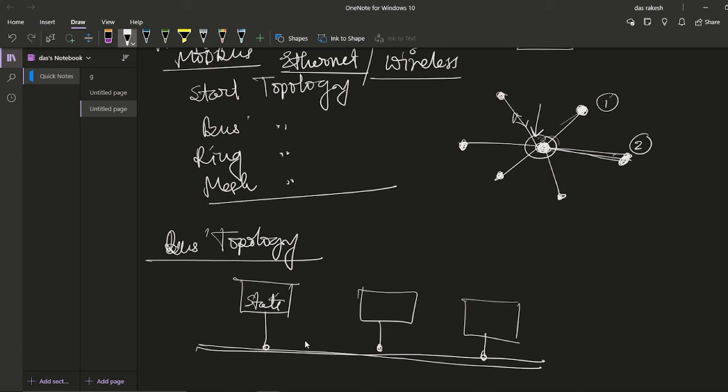So in a bus topology, one long cable acts as a backbone to link all the computers or devices in the network. Nodes are connected to the bus cable by drop lines and taps. This is basically known as the tap, and these are drop lines. So this is known as the bus topology.